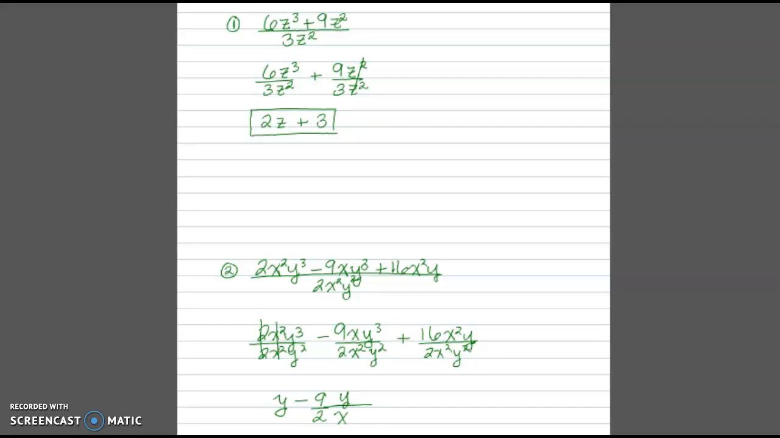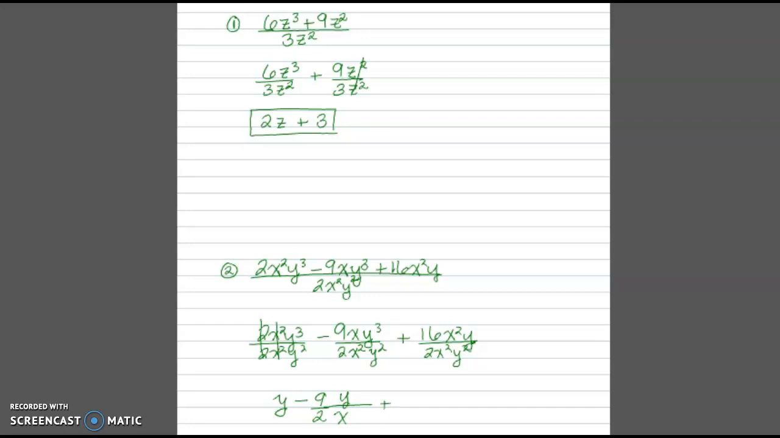And likewise for the y's, we had y to the third and y squared. When we subtract the exponents, we have 1, but since the exponent was higher in the numerator, the y to the first stays in the numerator. All right, we're going to see that in the last term as well.